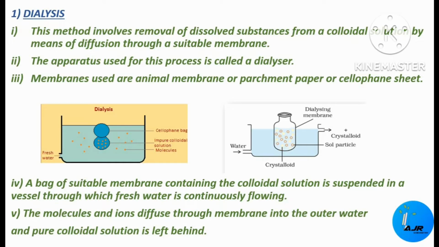The molecules and ions present as impurities will diffuse through the membrane into the outer water. So the ions and other molecules present as impurities diffuse through this dialysing membrane into the water, and obviously the pure colloidal particles are retained inside the membrane. The other impurities will be removed and flushed out because the fresh water is continuously flowing. Along with this fresh water, the ions and other impurities coming out of the dialysing membrane will be flushed out. So this is what happens during dialysis.